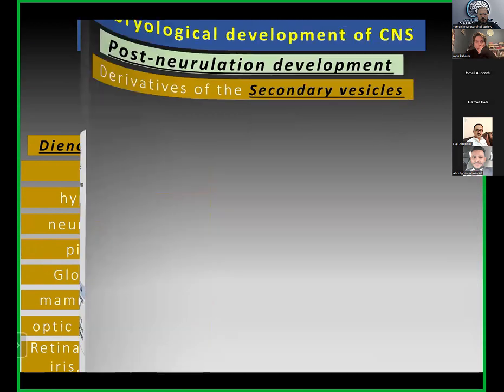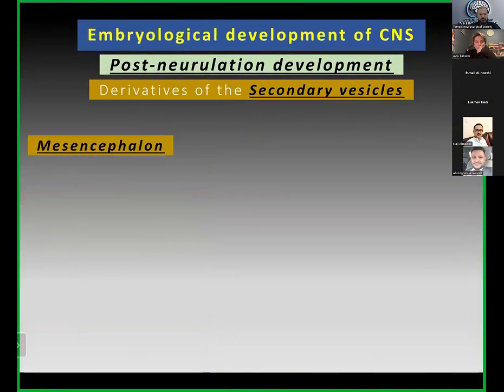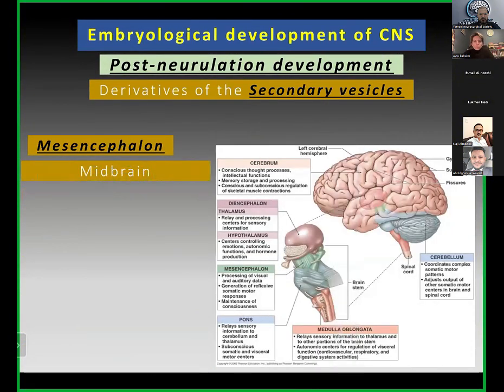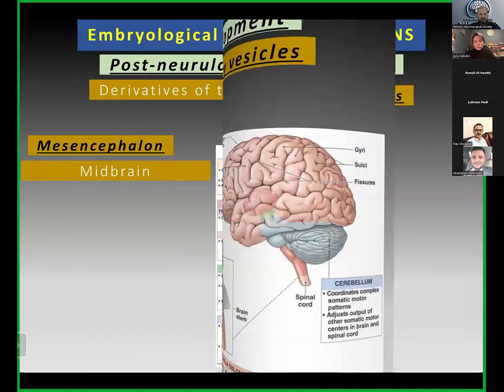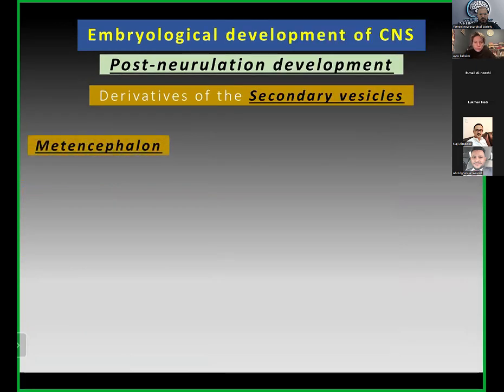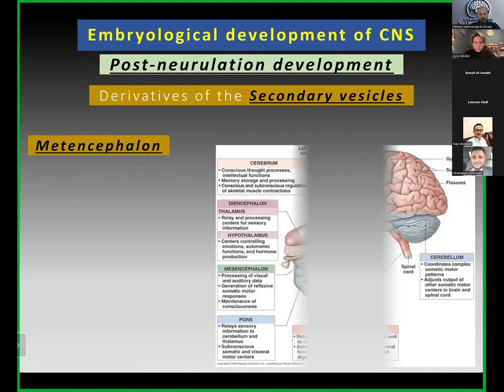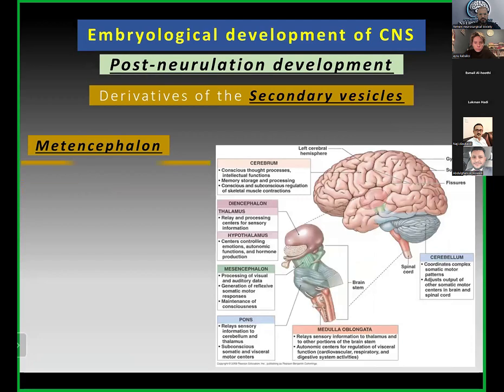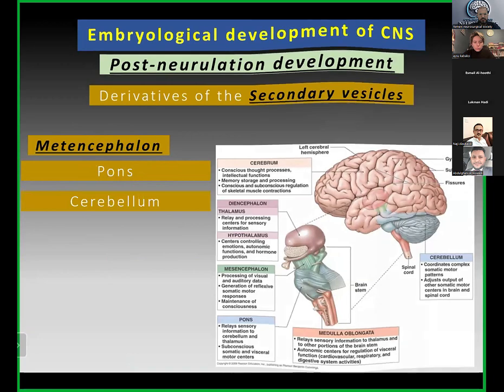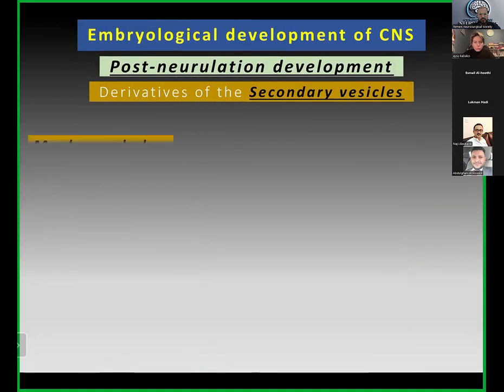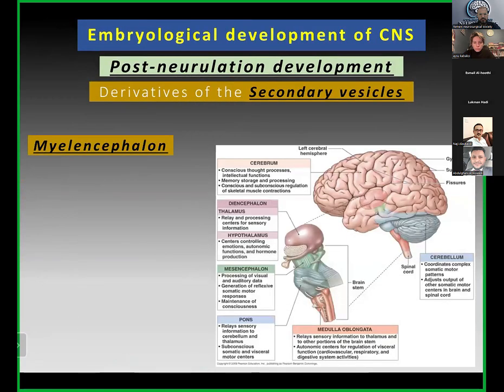While the derivative of the mesencephalon is the midbrain. The metencephalon will form later on the pons and the cerebellum. The myelencephalon will form the medulla oblongata. And the caudal part of the neural tube after the myelencephalon will form the spinal cord.